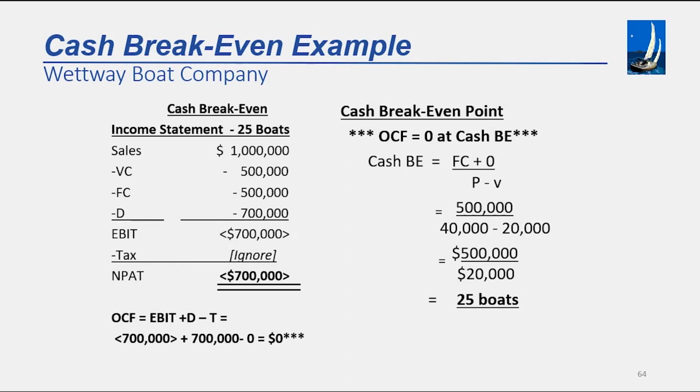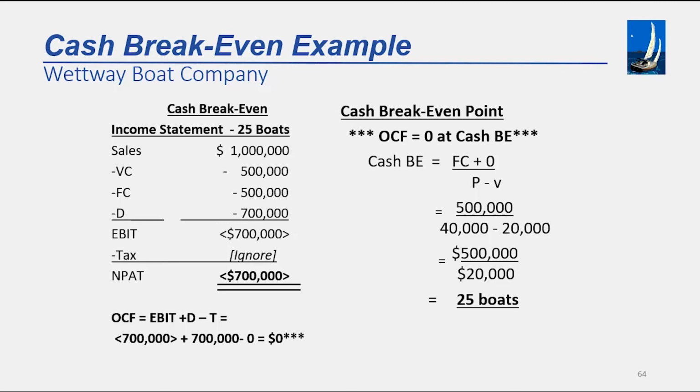So in this case, it's fixed cost plus zero over contribution margin, or 500,000 over 20,000 of contribution margin. 25 boats, a very small number of boats need to be made and sold to just break even to the point where OCF equals zero. Again, build a P&L. So 25 boats times 40,000 per boat is $1 million of sales.